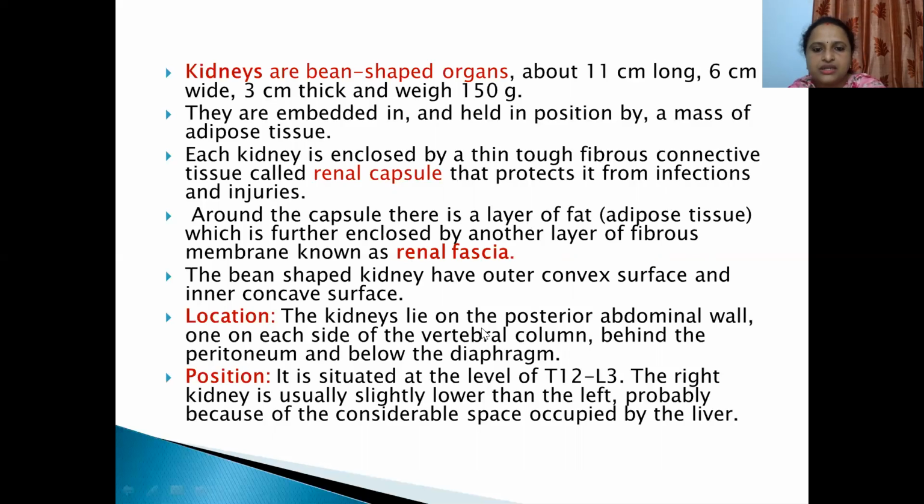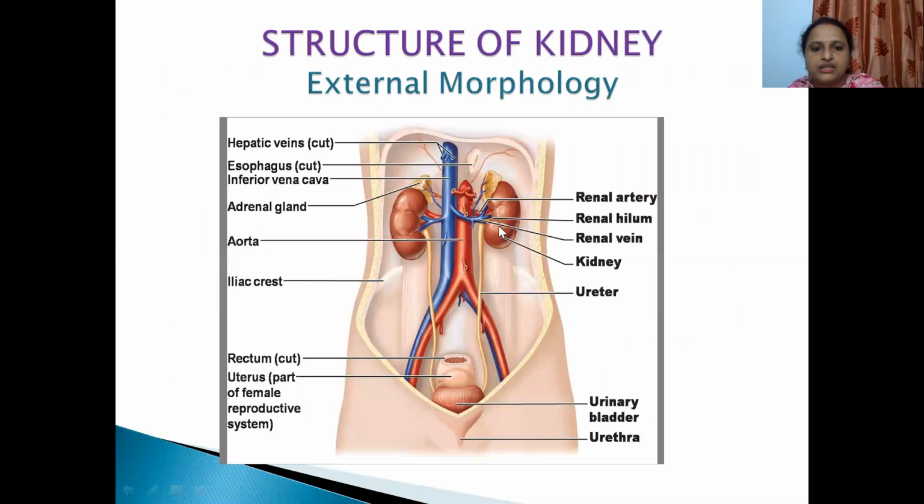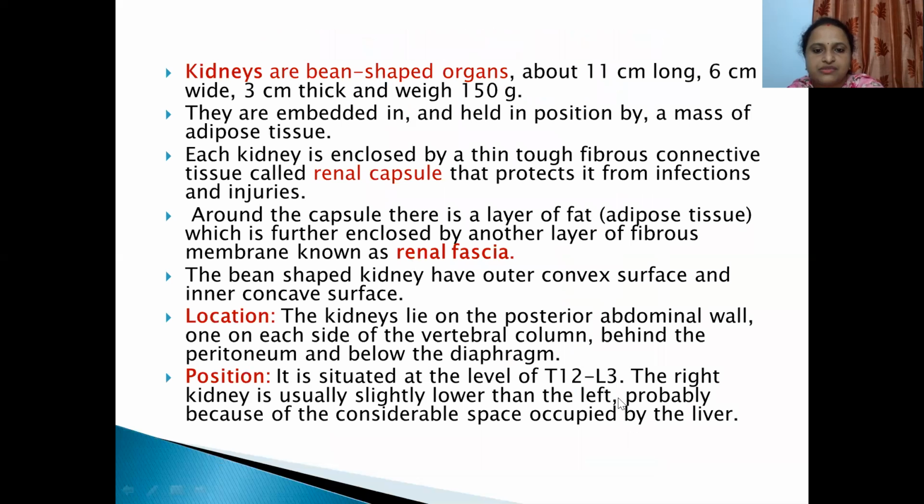And where are they located? They are located, as I told you, in the abdominal region. So if you take the center, we have a vertebral column. At the back side, the kidneys are located on either side of the vertebral column between the 12th thoracic vertebra and the 3rd lumbar vertebra. And as I told you earlier, the right kidney is usually slightly lower than the left because we have a very large liver on the right side.